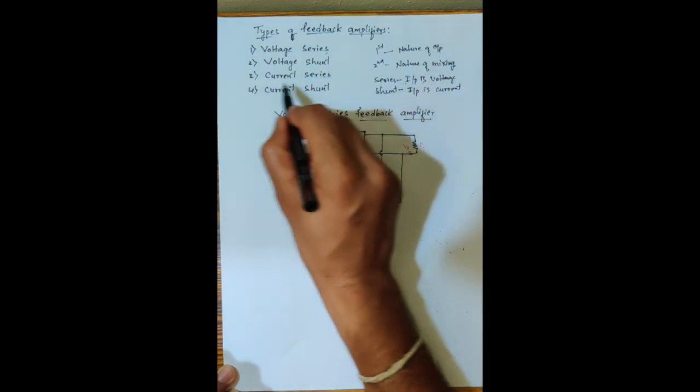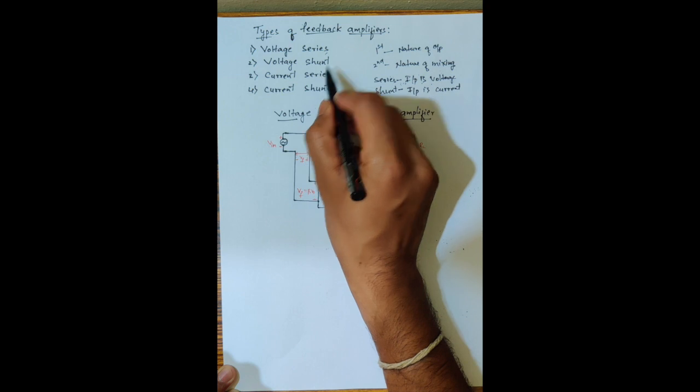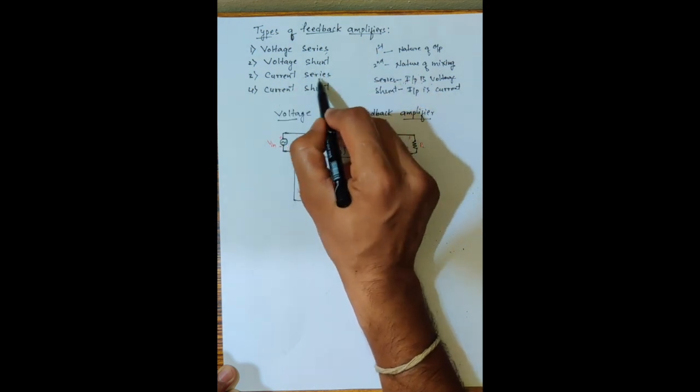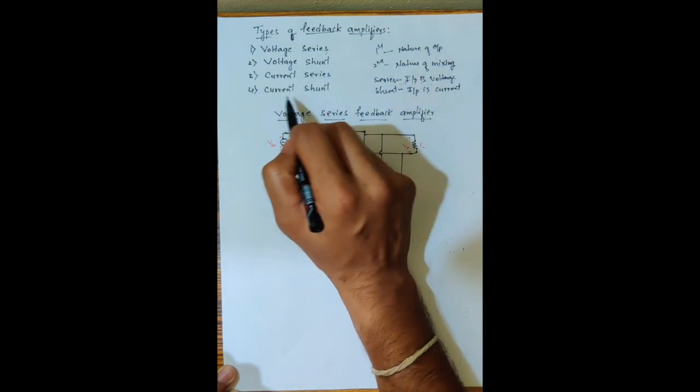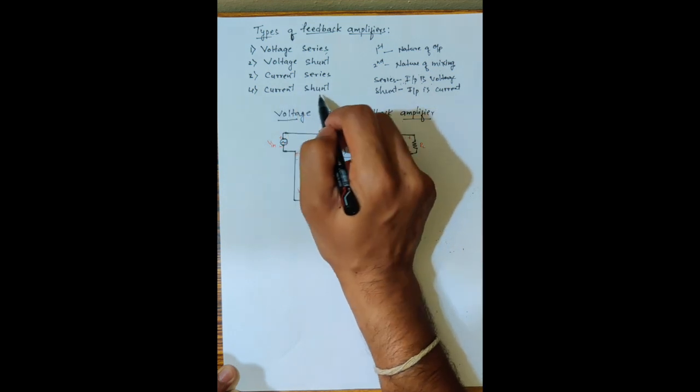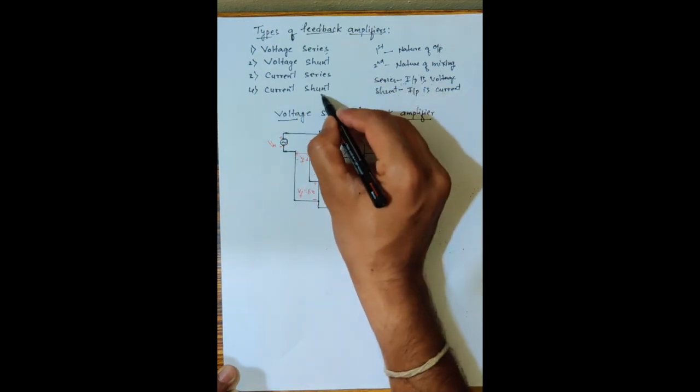Next is current series. Output is current. Output of the feedback amplifier is current, and the nature of mixing is series. Here current shunt means the output is current, and the nature of mixing is parallel. So the input will also be current here.